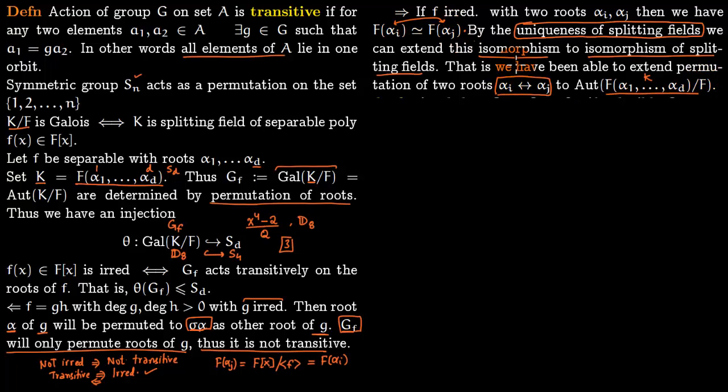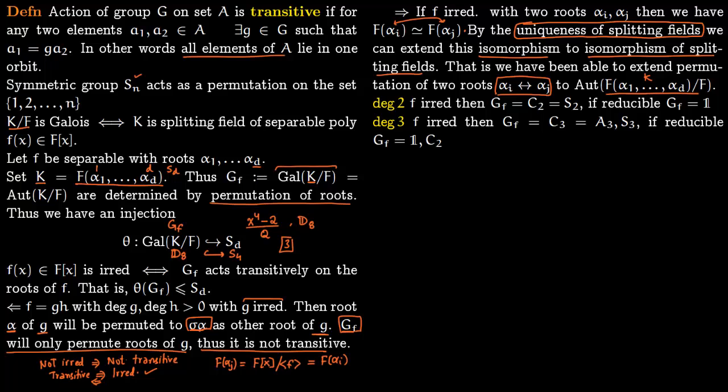Whatever automorphism is here, you have been able to carry it to the splitting field automorphism, and these automorphisms of K over F are precisely the Galois group. So if you are given irreducibility, then you can go to transitivity. You can connect any two roots because you can extend this isomorphism by uniqueness of splitting fields. So degree 2 and degree 3 are easy to describe.